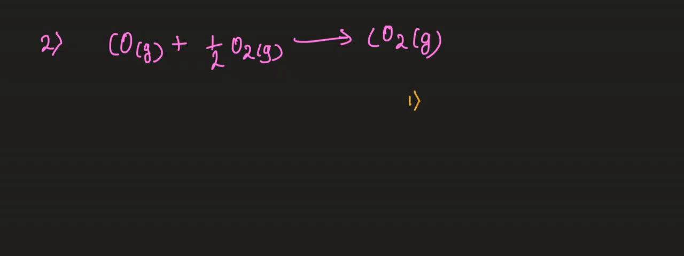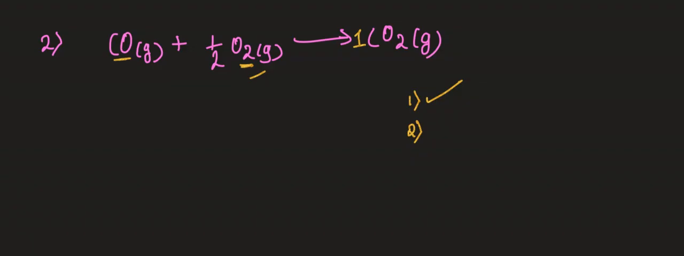What is the first condition in heat of formation? Product must be 1 mole. Do you have 1 mole of product? Yes, the first condition is satisfied. What is the second condition for heat of formation? Reactants must be in elementary form. What is the elementary form of oxygen? O2.